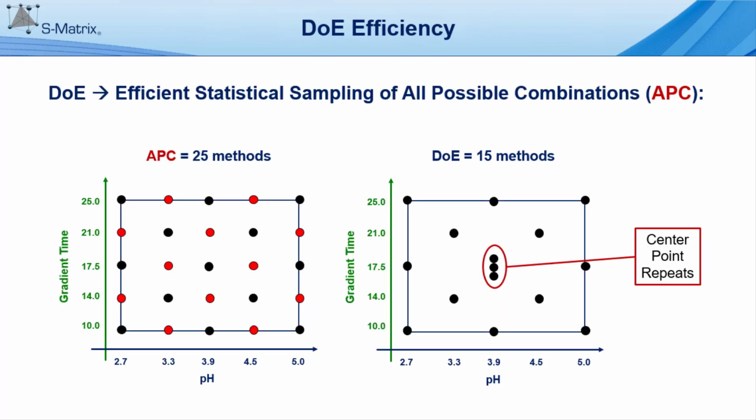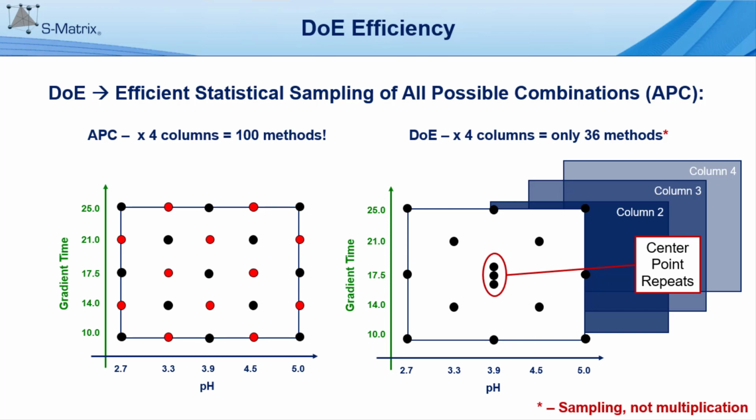Design of experiments at its heart is a model building methodology, which starts with the experimental design as an efficient statistical sampling of all possible combinations of the factors selected for study. In this illustration, combining pH and gradient time at 5 levels each, all possible combinations would yield 25 methods for study. Alternatively, the design of experiments sampling of the same experimental region would require 13 methods with 2 replications of the center point as an experimental error estimation data subset.